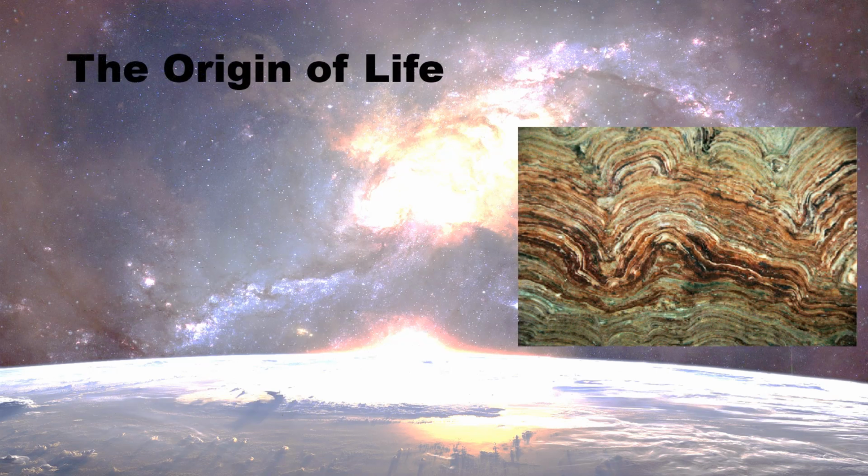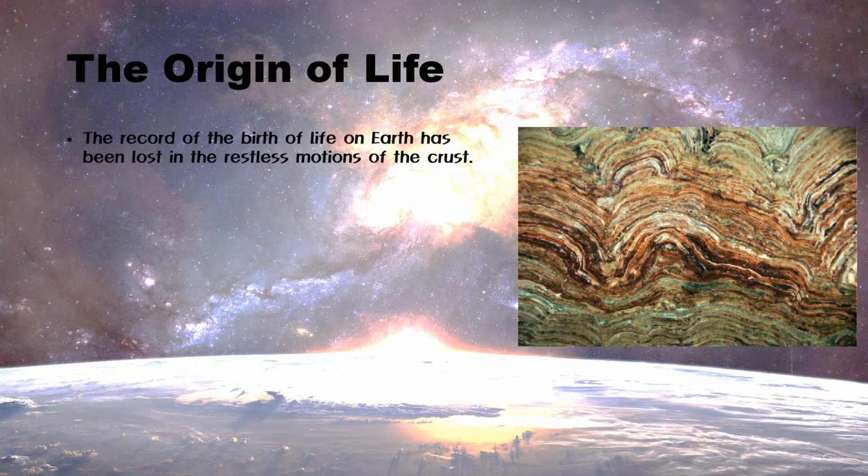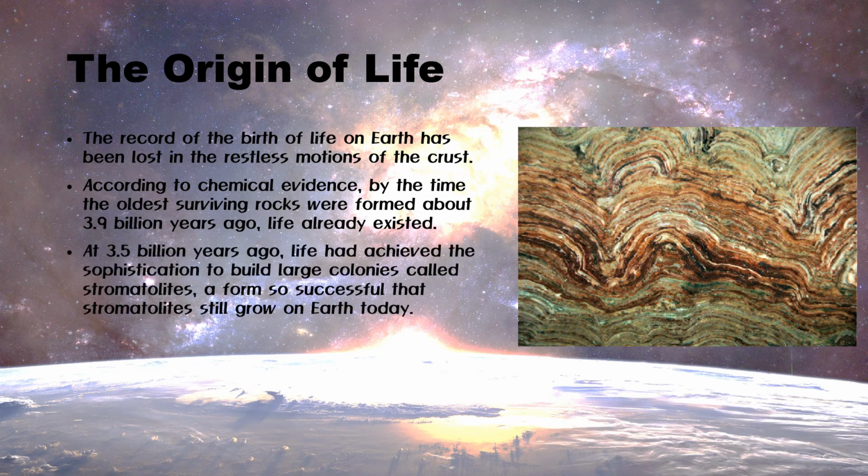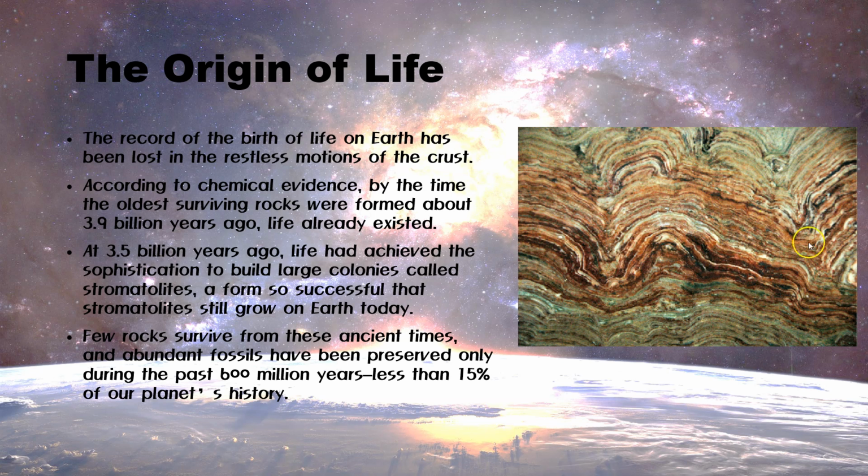So let's talk a little bit about some of the origin of life. Now, the record of the birth of life on Earth has been lost in the restless, moving crust, because remember, our crust is constantly recycling itself. According to chemical evidence, by the time the oldest surviving rocks were formed about 3.9 billion years ago, life had already existed. At about 3.5 billion years ago, life had achieved the sophistication to build large colonies called stromatolites, a form that's so successful that stromatolites still form on Earth today. As we can see here in this rock, this structure that you're looking at.